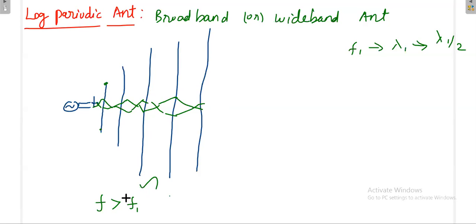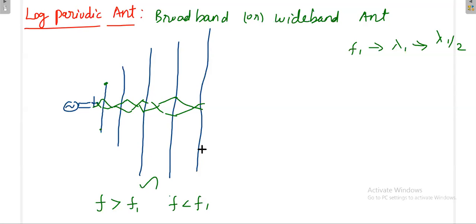Definitely, if you increase the frequency, your antenna length will reduce. That means if you increase your frequency, another antenna will radiate your power. If you still increase the frequency, the next antenna will radiate the power. Otherwise, if you decrease the frequency, the antenna length will increase, and then that antenna will radiate. So what you understood is that you can give any frequency, and at a particular time a particular antenna is working.